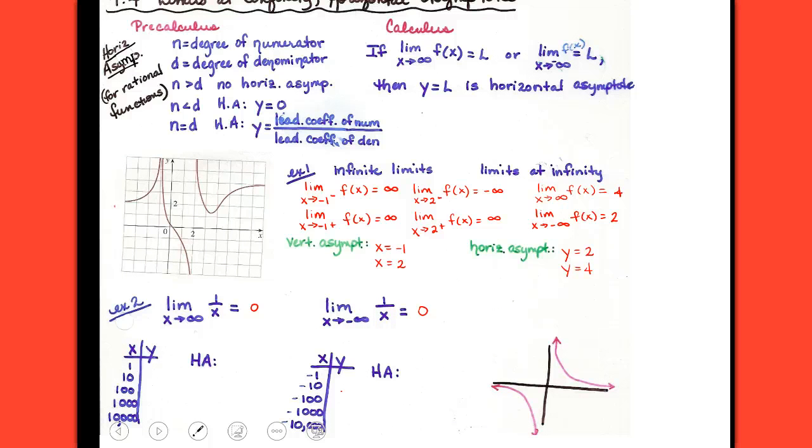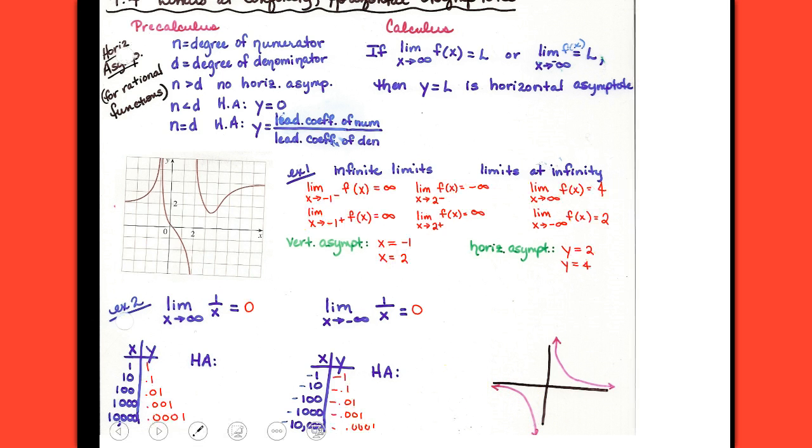And sure enough, if I graph y equals 1 over x and I look at that graph, as x goes off to positive infinity or as x goes off to negative infinity, absolutely I am seeing horizontal asymptotes there at 0. So the graph backs up what we just found algebraically.